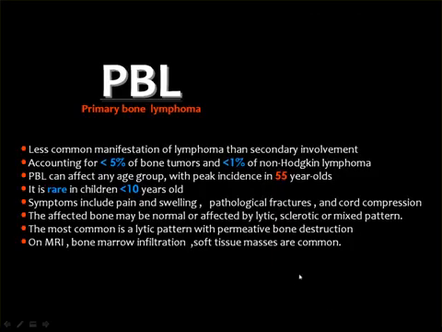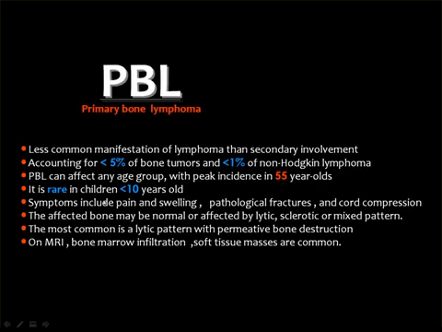Finally, we came to the third hematologic neoplasm, which is the lymphoma. And we have two types of lymphoma, the primary bone lymphoma and the secondary lymphoma. Lymphoma accounts for less than 5% of bone tumors and less than 1% of non-Hodgkin lymphoma is the primary bone lymphoma. The primary bone lymphoma can affect any age group, while the peak of age incidence is 55.